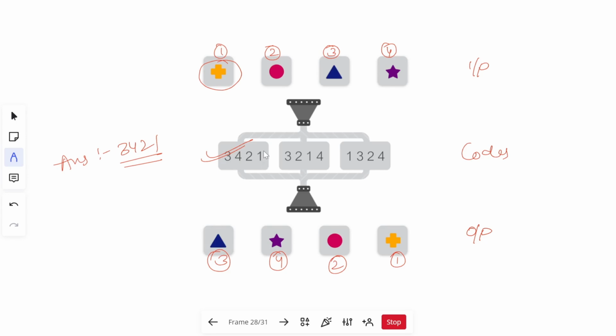Check your options. How many options? 1 is coming at the end. So in only one option, 1 is coming at the end. So yes, this is going to be the correct answer. In this way, you can solve these questions very quickly and without wasting any time, because usually the elimination method will definitely work in these kinds of questions.